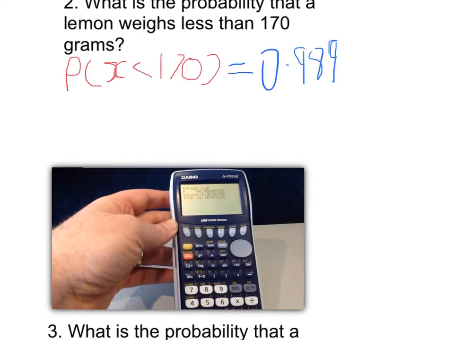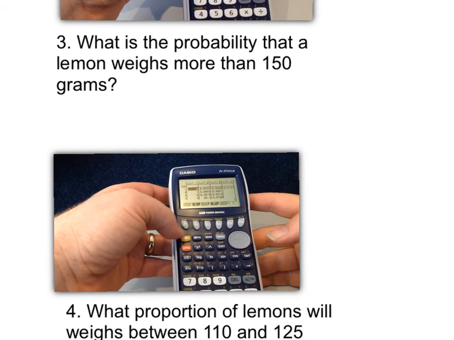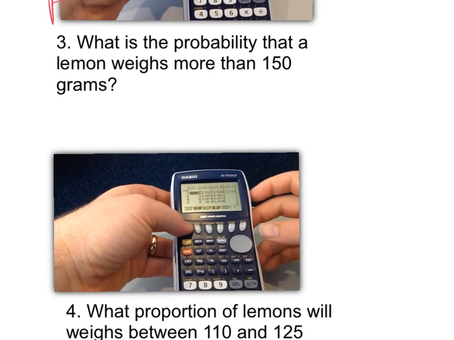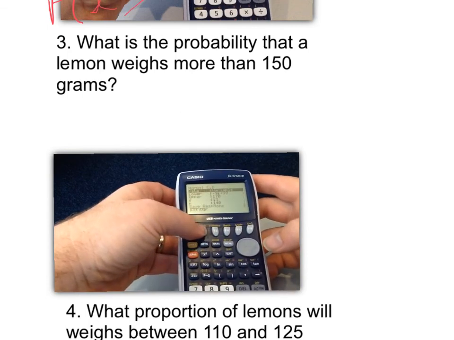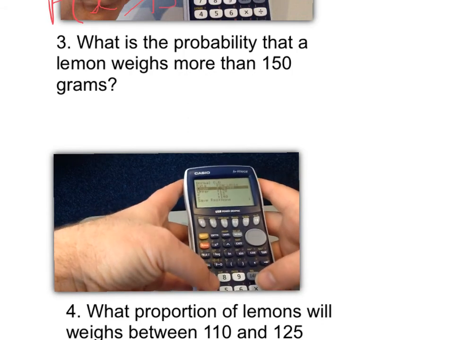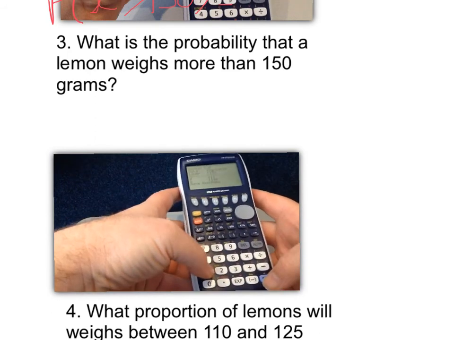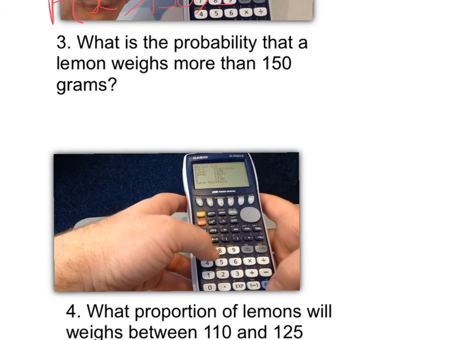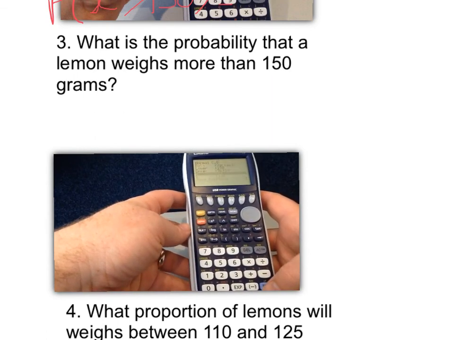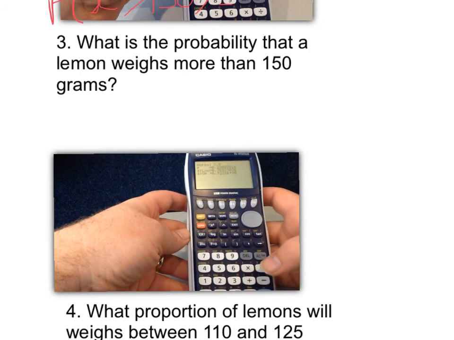Next question. What is the probability the lemon weighs more than 150 grams? This time we're looking at the probability that it is over 150. So again, we go into distribution, then normal, NCD, and once we're in here, our lower this time is going to be 150, and our upper this time is going to be 9 exp 99. So again, that's as close to positive infinity as we can get. Execute twice, and we get 0.22087, or 0.221 to 3 significant figures.